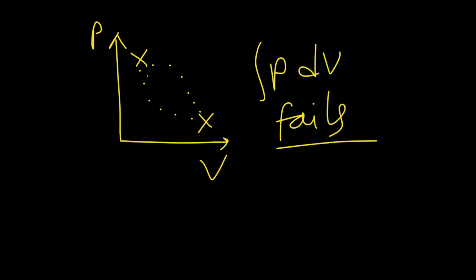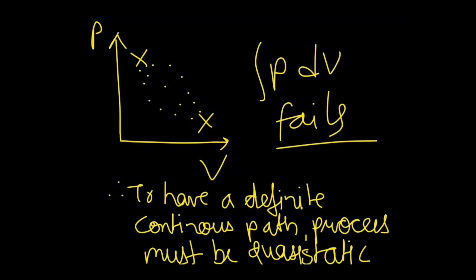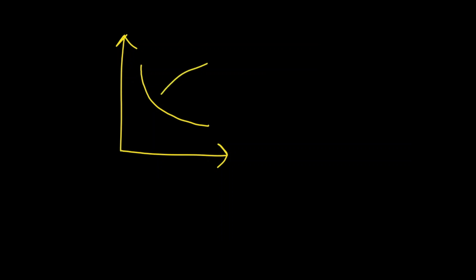Why? Because you don't know the path of the process. There is no continuous proper line. So for that you need to have a quasi-static process. To have a definite continuous path, the process must be quasi-static. So once I have performed the expansion process by following the quasi-static assumption, now I can surely say that suppose P is equal to C upon V. That is what I have found from experiments from this path.